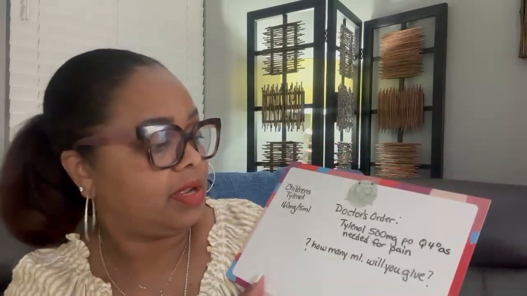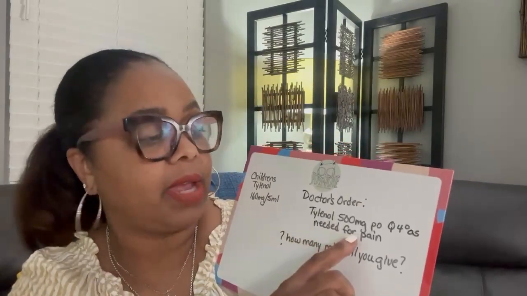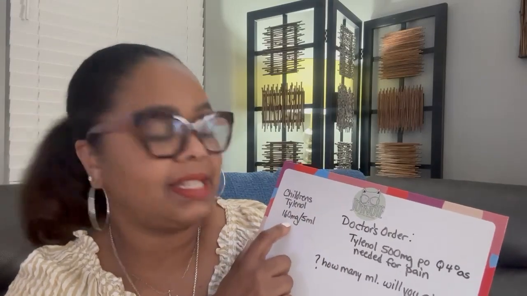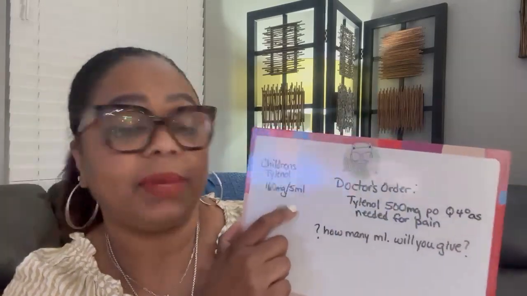Hey, it's the nursing professor, and now that you've reviewed how to do calculation problems, I'm going to give you a problem and you let me know what your answer is. So we have a child who finds it hard to swallow pills. So the doctor has ordered Tylenol 500 milligrams by mouth every 4 hours as needed for pain. Your bottle of Tylenol says you have children's Tylenol 160 milligrams per 5 milliliters. So this is the strength that you have on hand.